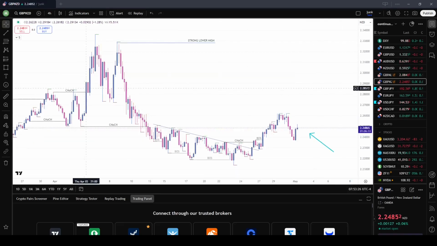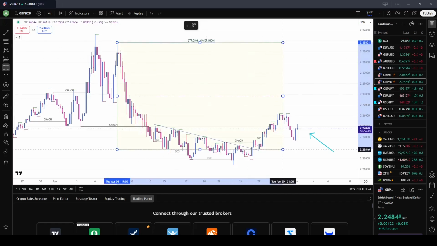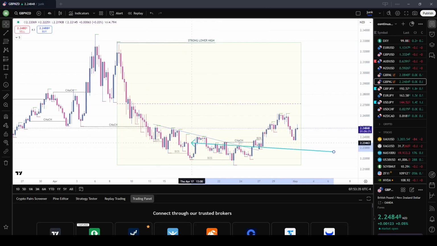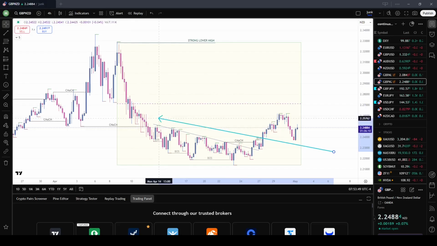GBP NZD, and a similar situation, but this is a lot more bearish. What I've been saying, that this was forming a descending wedge, waiting for price to take out the liquidity sitting over these highs. This is a buying opportunity here, but overall I'm waiting to see any type of retracement back into premium, or if these highs get taken out.